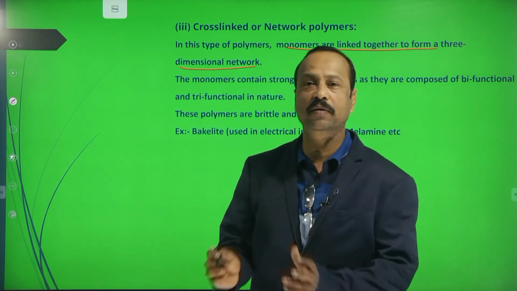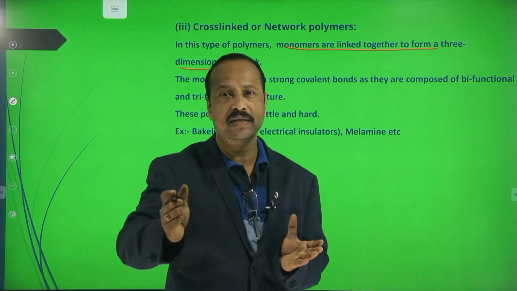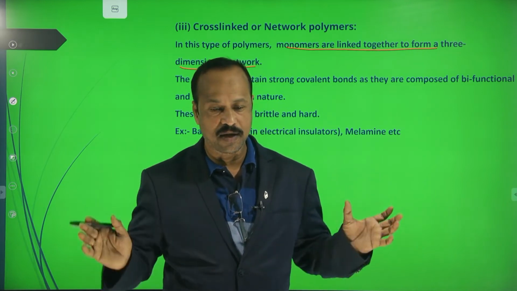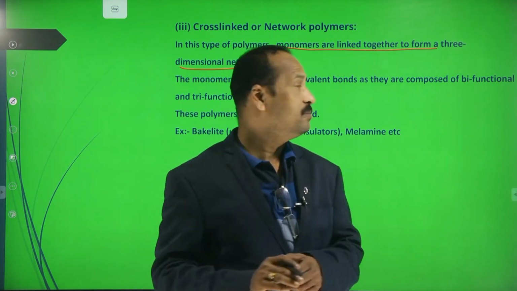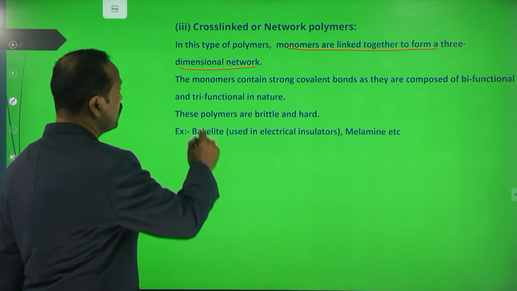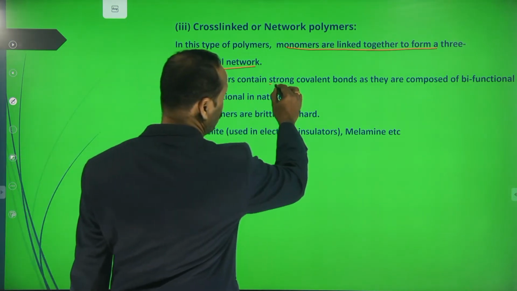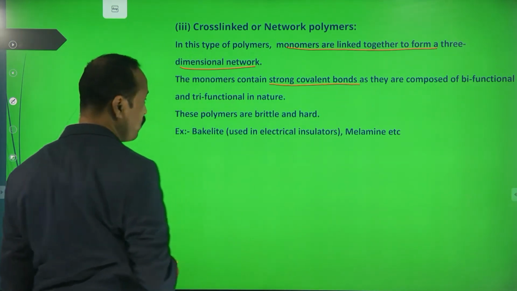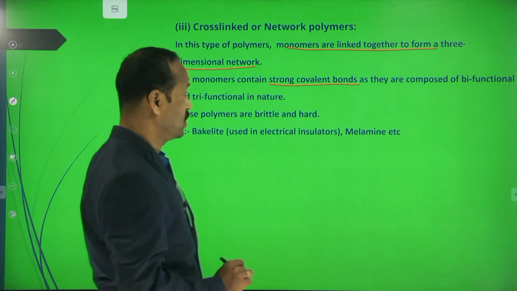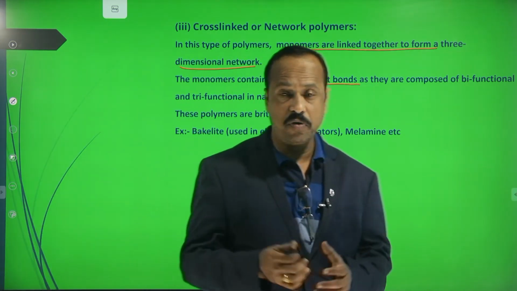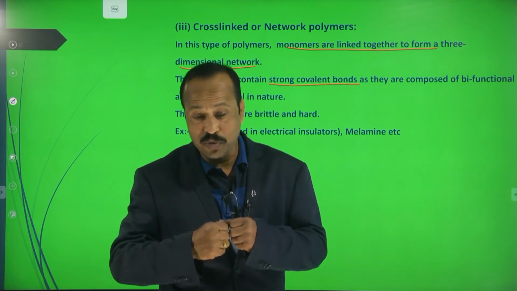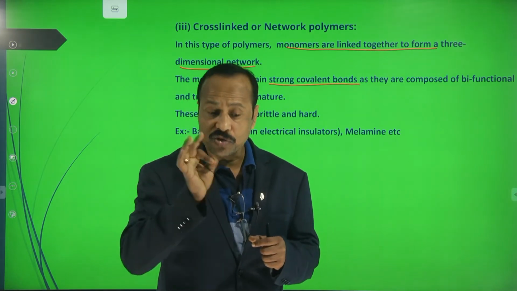Three-dimensional network means what? Which has a length, breadth, and height. So this is a three-dimensional structure. The monomers contain strong covalent bonds here, as they are composed of bifunctional and trifunctional monomers. So they have strong bonds out there. The force of attraction between them is very strong. Why? Because they have strong covalent bonds.